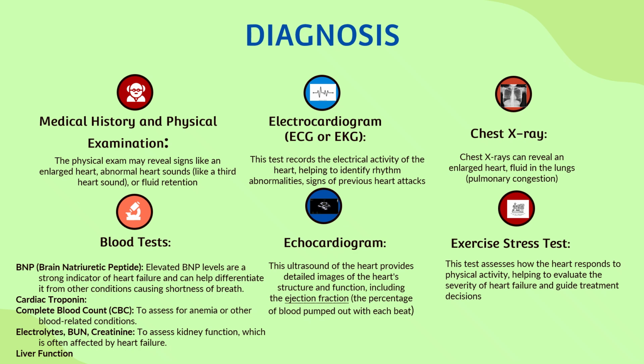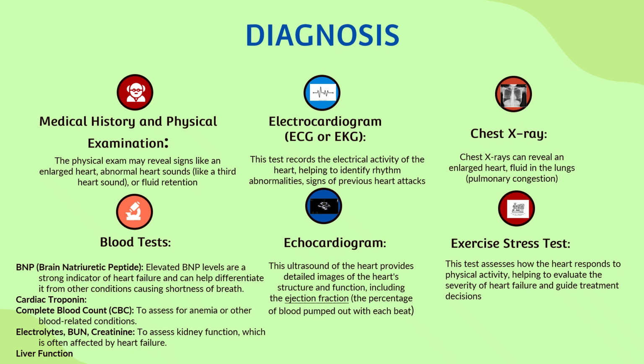Blood tests: the most common is elevated BNP, which means brain natriuretic peptide. It is a strong indicator of heart failure. The higher the proBNP, the more your heart is at risk. Cardiac troponins will show if it is due to an infarction. Complete blood count to see if it is due to anemia. Your electrolytes and your BUN creatinine to see if kidney function is affected, or if that is the reason for the heart failure, and your liver function test to see how much your liver is affected because of this circulation impairment.